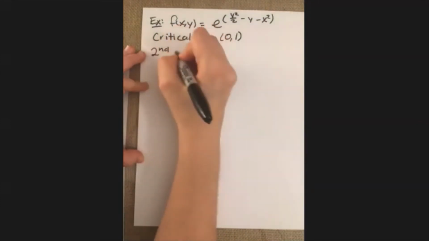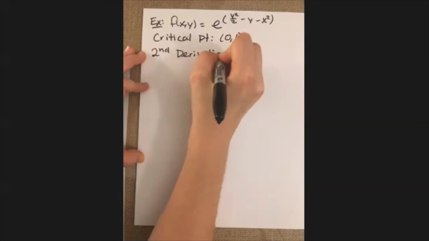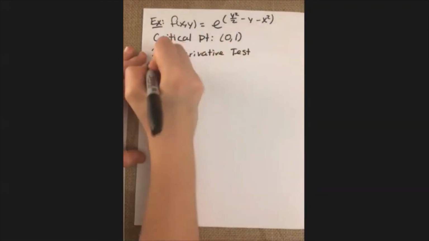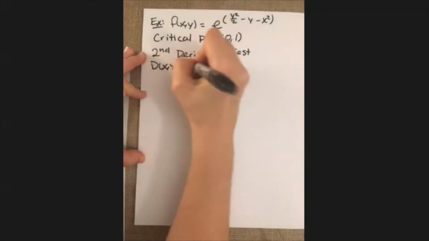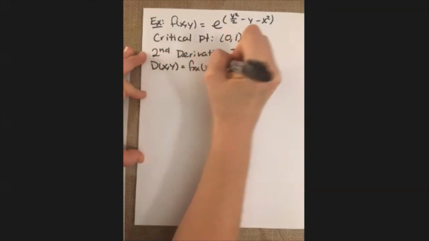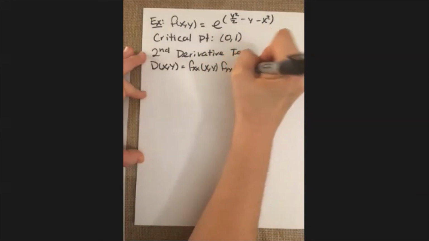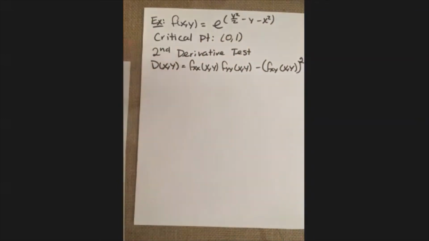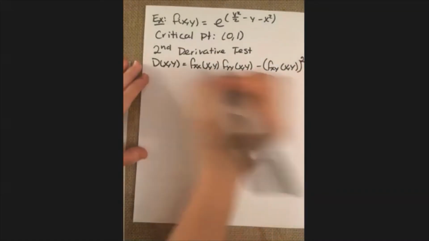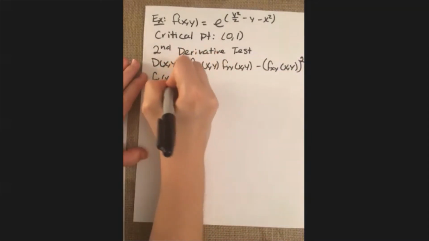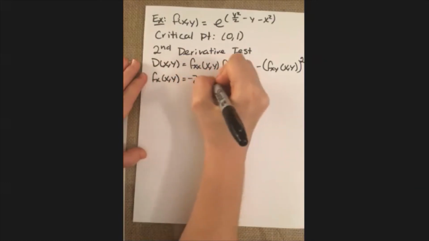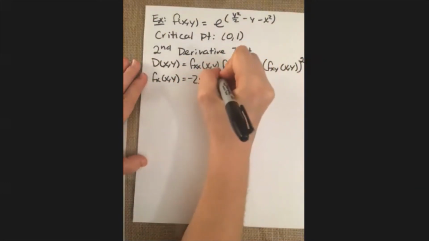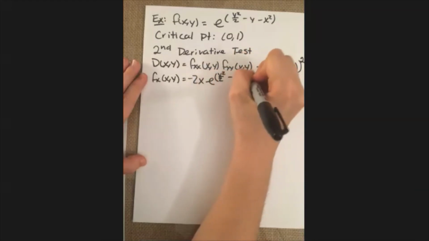So applying our second derivative test, we have to compute D of x, y, which is equal to the second partial with respect to x times the second partial with respect to y minus the mixed partial at x, y squared. Okay. So in order to fill this out, we have to compute all our partial derivatives. First partial with respect to x is just equal to negative 2x e to the y squared over 2 minus y minus x squared.